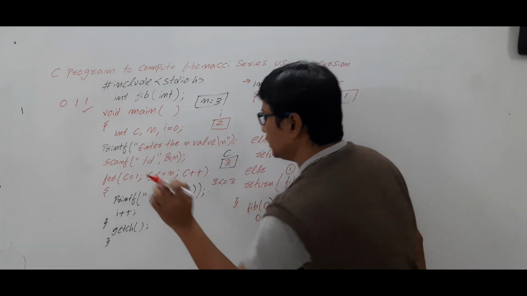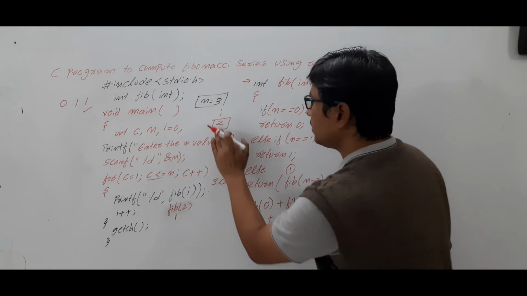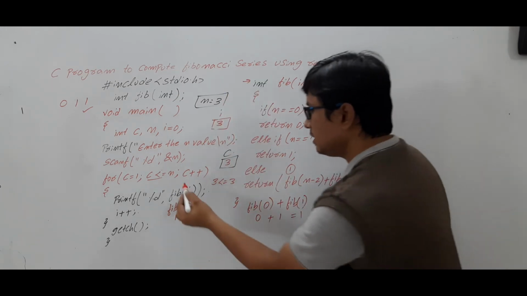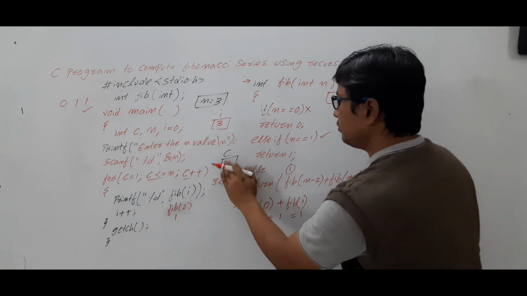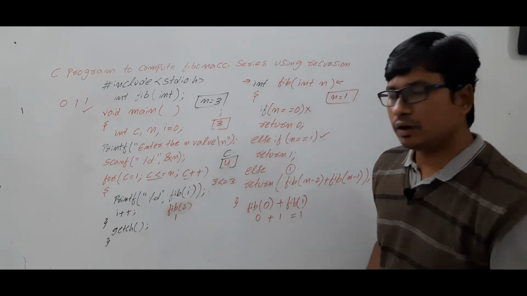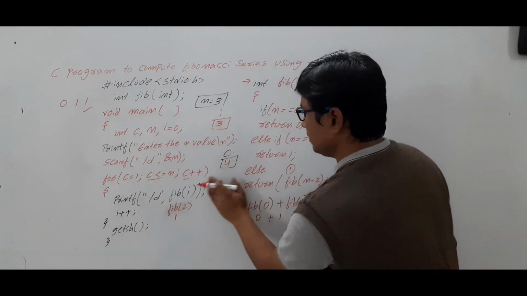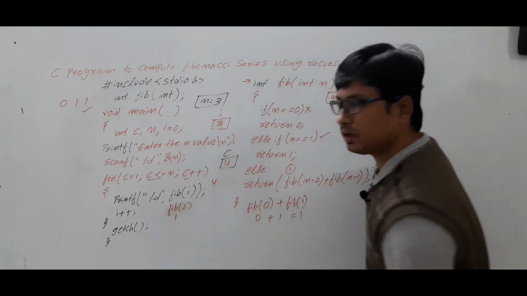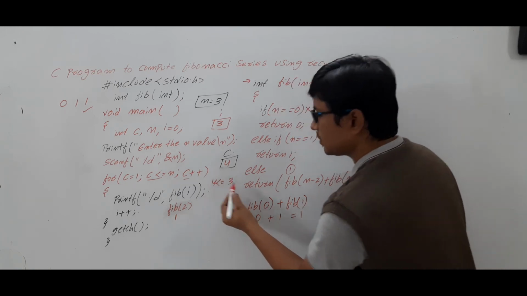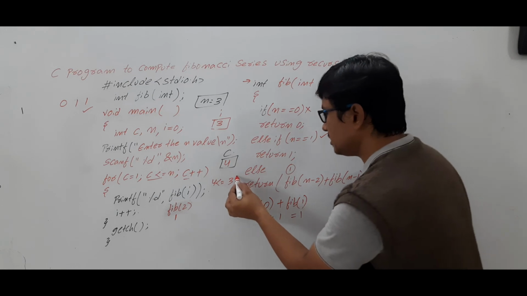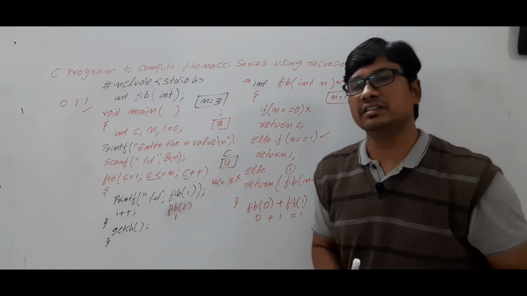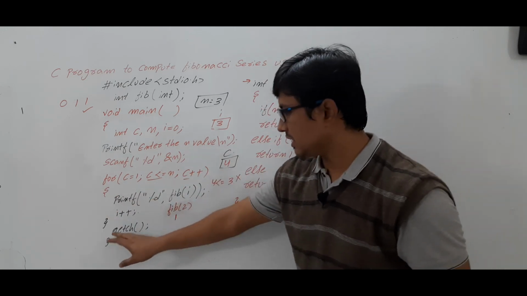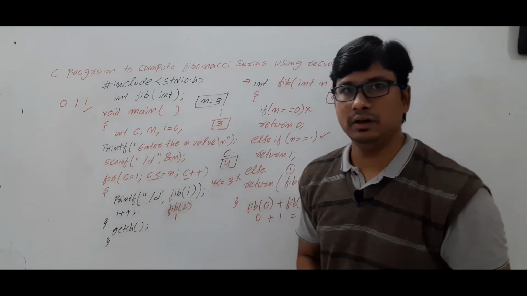Now the I value you need to increment. If we increment it, I will become 3. Are you able to understand? Then you will increment the C value, it will be 4. Now you need to check the condition. What is it? C less than or equal to n. C value is 4, less than or equal to 3. Is this condition true? No, this condition is false because 4 is greater than 3. So it will come out of the for loop. After that getch is there. So you have completed the main function.